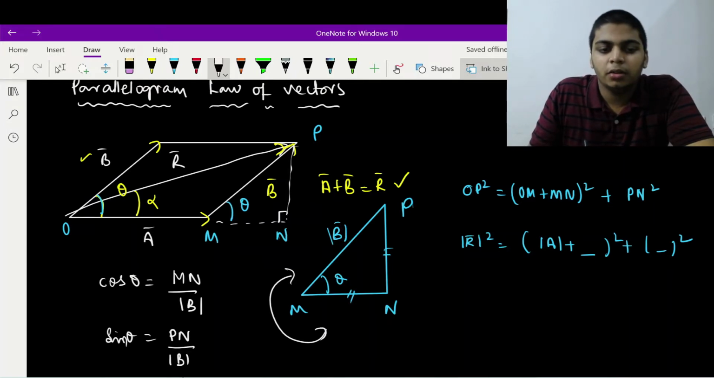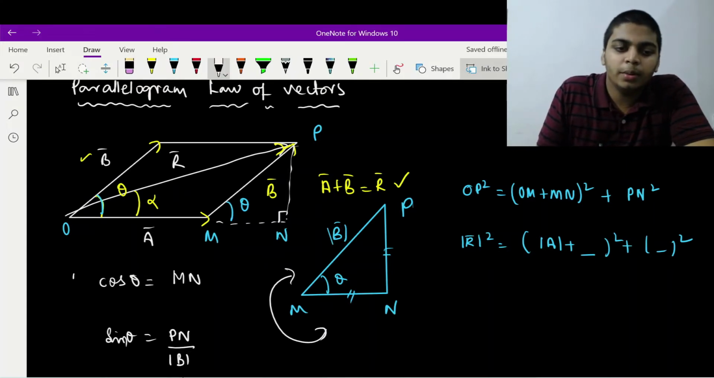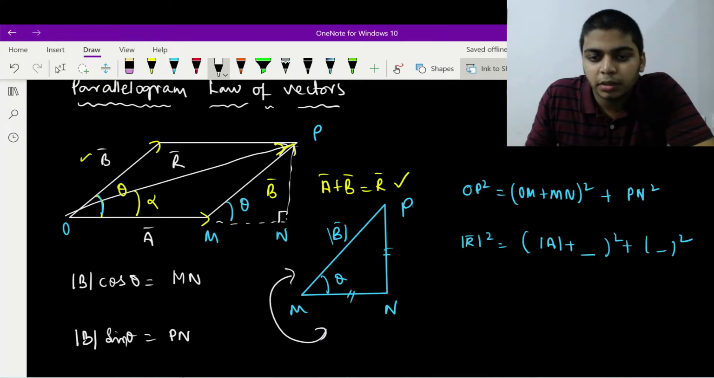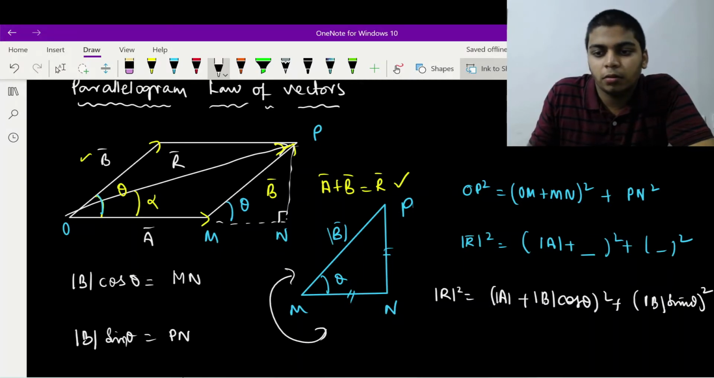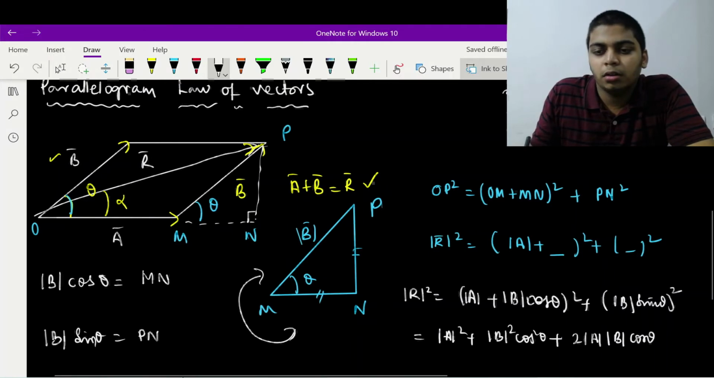Right? So this is your sin theta. From this you can say that your MN is nothing but mod b times cos theta, and your PN is nothing but mod b times sin theta. So let us put that in your mod r square. Your mod r square is nothing but mod a plus MN, that is mod b cos theta, whole square, plus mod b sin theta whole square. So this is nothing but mod a square plus mod b square cos square theta plus 2 times mod a mod b cos theta, right?